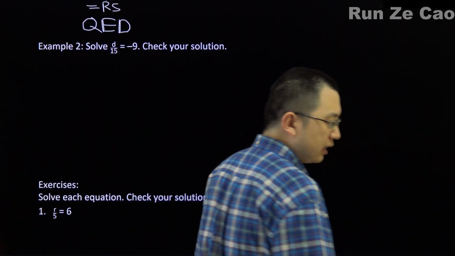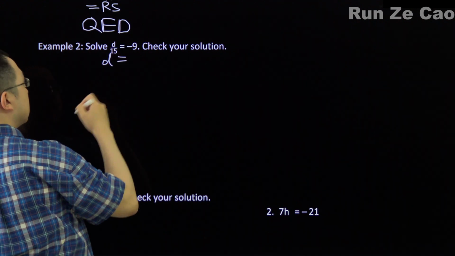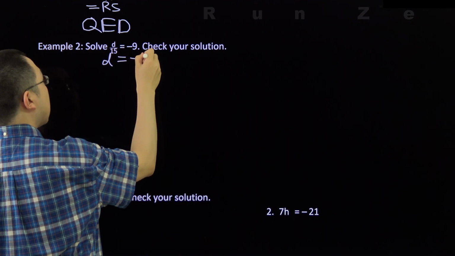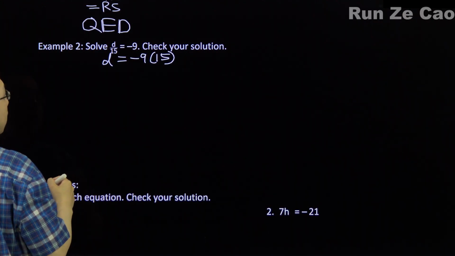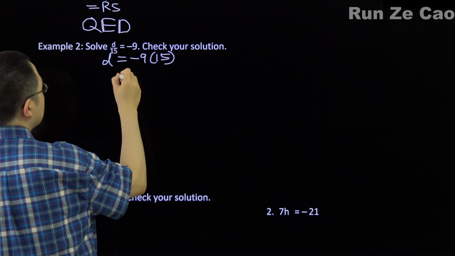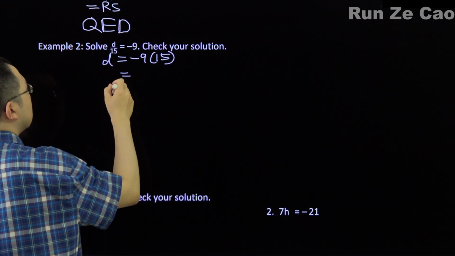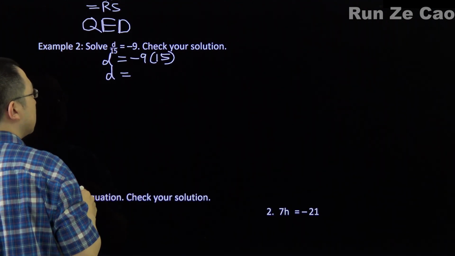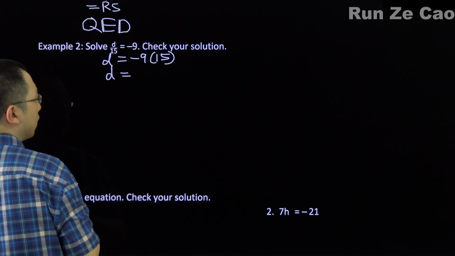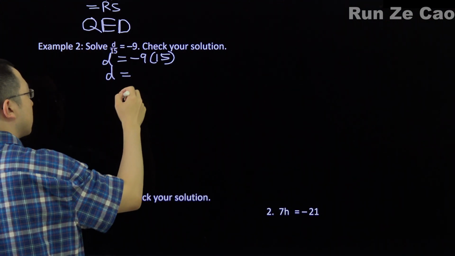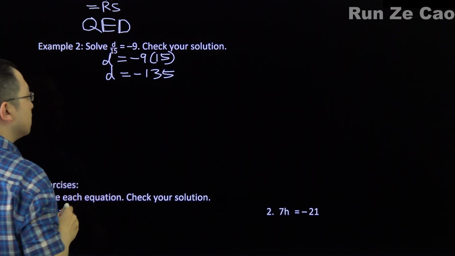Solve d over 15 equals negative 9. Well, d equals negative 9 times 15. You can say that you multiplied this over, or you can say that you multiplied both sides by 15. It's just two different schools of mental simplification. So d is equal to 9 times 5 is 45, 9 times 1 is 9, so negative 135.